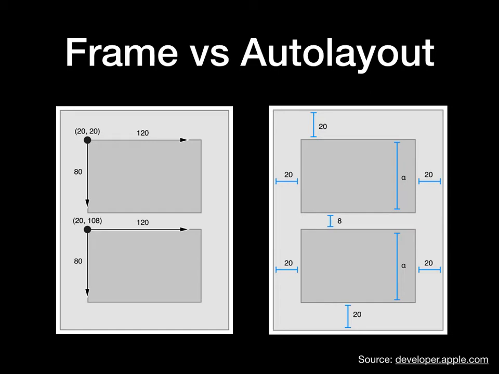So the difference is, last lecture you learned about placing constraints, putting things relative to each other. You can see in the right picture that's what it's doing. It's saying, okay, I want the top view to be 20 pixels from the super view, and I want it to be 20 pixels down, all that. So it's all relative.